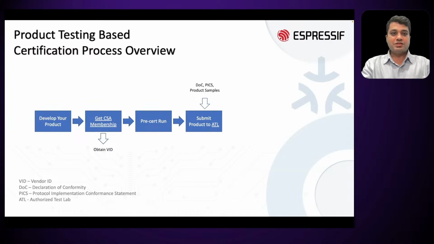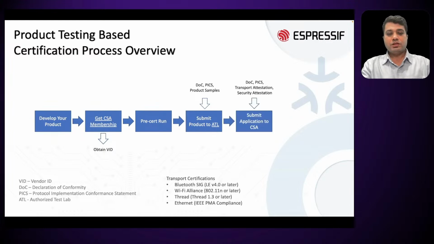Once you submit these details, the test lab conducts its own testing, and at the end of it, it delivers the report to the CSA. Also, in between, the ATL may get back to you asking for some justifications or some additional tests, or if there are failures, you need to provide fixes. But after the successful run, the results go to CSA, and then you have to approach CSA again with the same declaration of conformity and protocol implementation conformance statement.